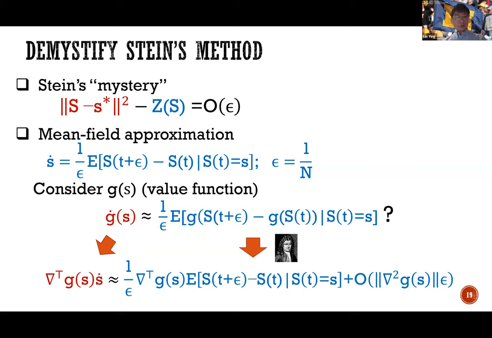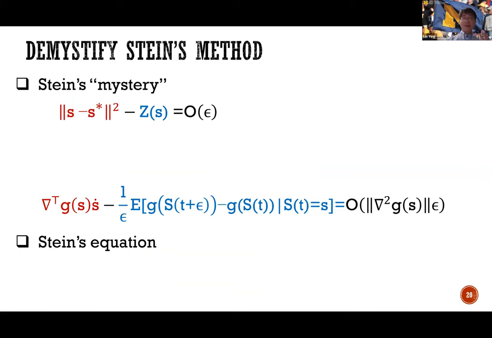So you can see on the left-hand side, there is a gradient of G, and on the right-hand side, there is a gradient of G, then S dot equals whatever the remaining term in the first term is, like 1 over epsilon times this conditional expectation, right? So S dot will match that, and the gradient of G matches, and whatever you have coming from the stochastic system is just the error of the first order Taylor expansion, okay? That is order epsilon, okay? So we are getting there now, okay?